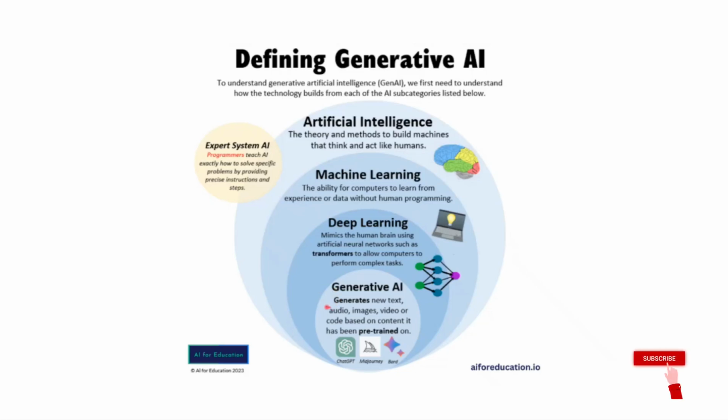So generative AI generates new text which might not be there over the internet. It can create new text, new audio, new image or video, or code based on content it has been trained on. So there are so many things which are there. For example, generates, which means that it might not be there over the internet, so it creates its own, like human thinks and gives the response based on its thought, right?